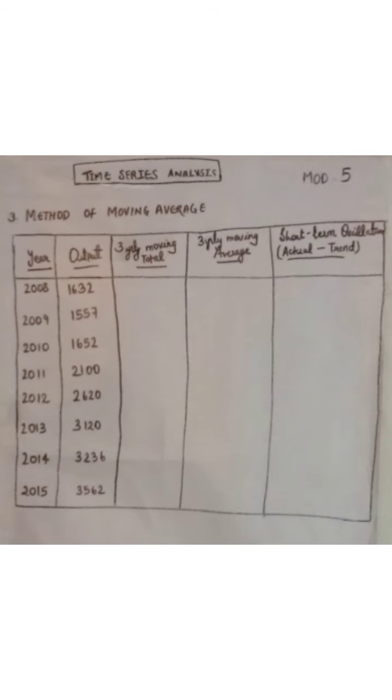I am dealing with business statistics and we are dealing with unit or module number 5, that is time series analysis. In the last lecture we had seen all the methods used to find the trend. The first method was the method of freehand curve, second was the method of semi-average, then moving average, and the last method was the method of least square. We have seen what all these methods are supposed to do to find the trend. Now, in today's lecture, we are going to see the practical problem regarding the method of moving average, which is our third method.